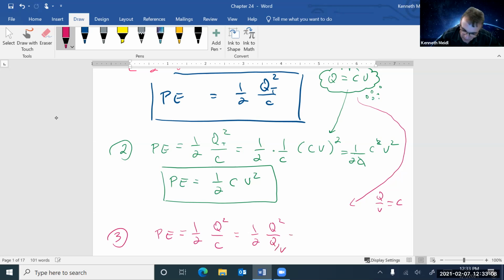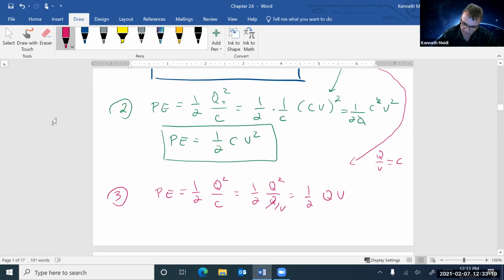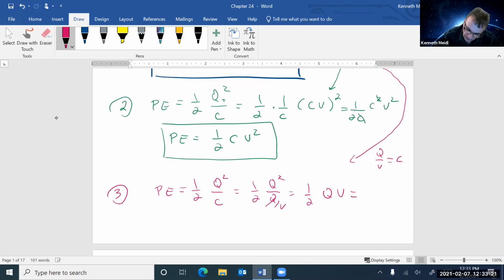And so when all is said and done, I have a 1/2, and this Q takes out one of those Q's. So you end up with a Q on the top and a V on the bottom. And here's another way of writing the energy stored in between the plates of a parallel plate capacitor. So you just use whatever is convenient. If you've got Q's and V's, we use the last version.